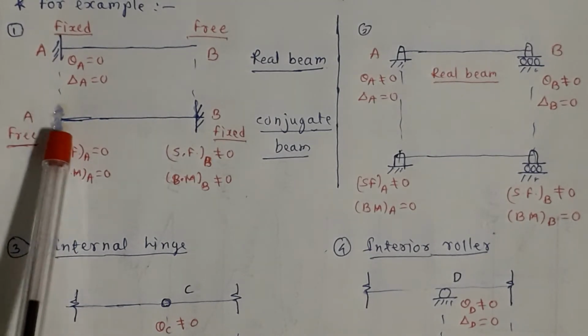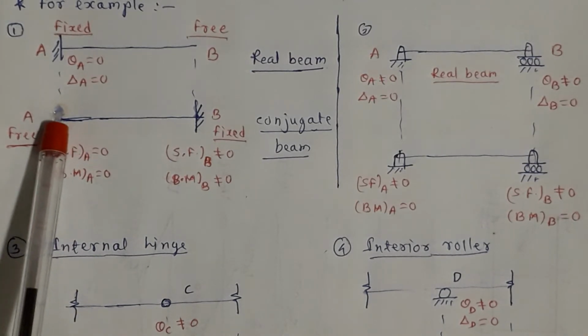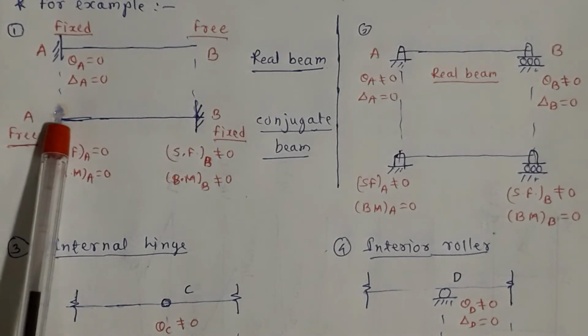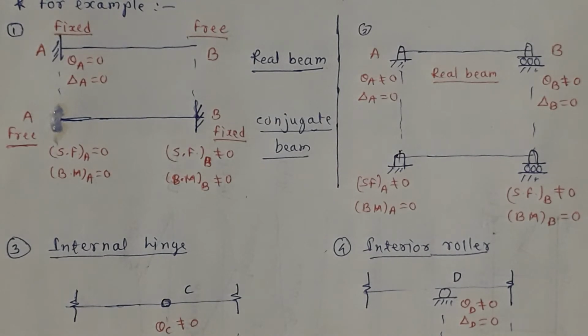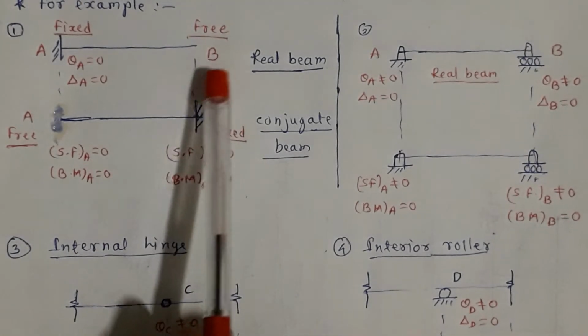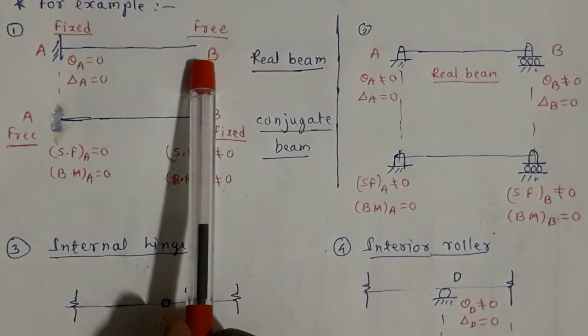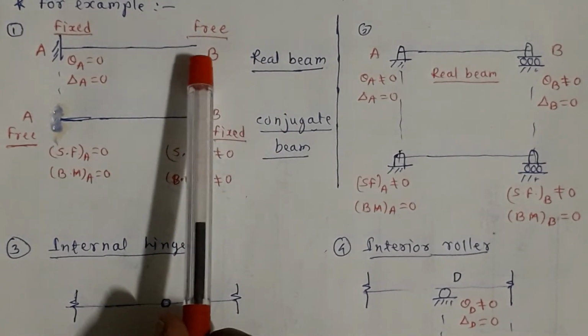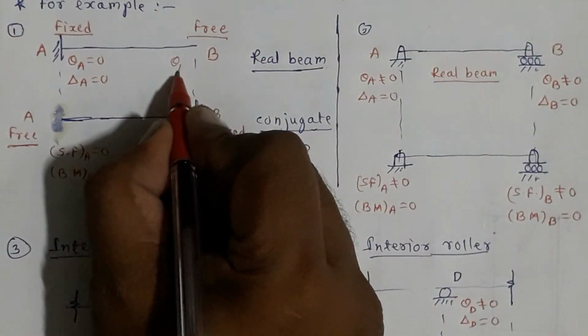Now here, shear force is 0 at A and bending moment at A is 0. This condition can be satisfied only by a free end, because at a free end the shear force is 0 and the bending moment is also 0. This is how the fixed support in the real beam becomes a free end in the conjugate beam. Now similarly, let us see what happens at end B. At end B in the real beam, the slope as well as the deflection are both not 0. So theta B is not equal to 0.